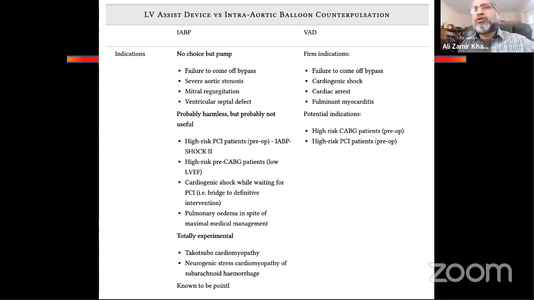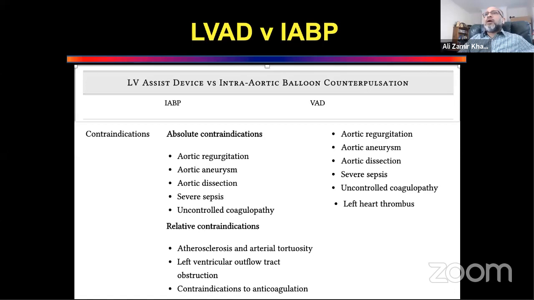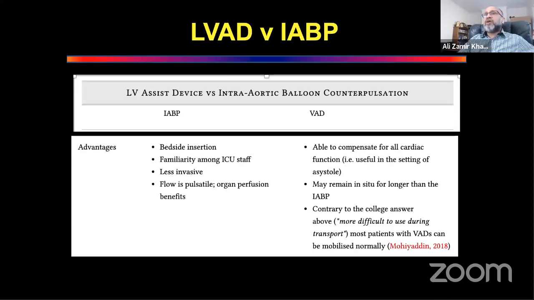The same things that I told on the slide are now completely in front of you, where IABP and VAD are compared with indications. These are the contraindications of IABP versus VAD, ventricular assist devices. These are the advantages of IABP, very, very clearly laid out, bedside and things like that. So just go through this slide. I'll leave it up there for you.